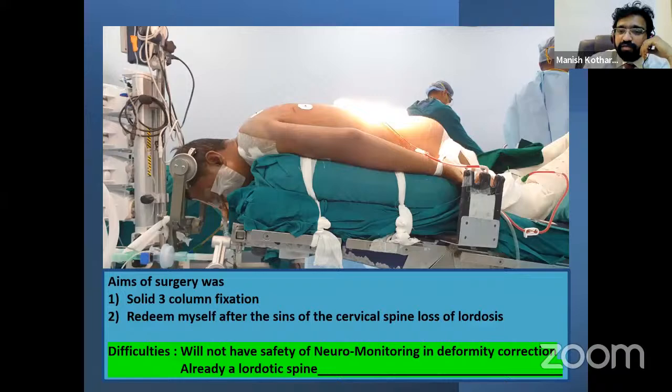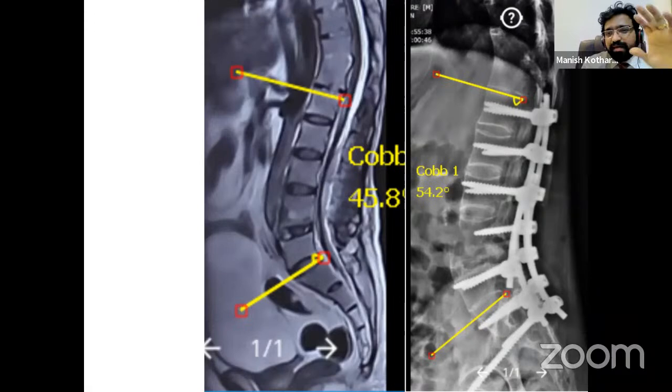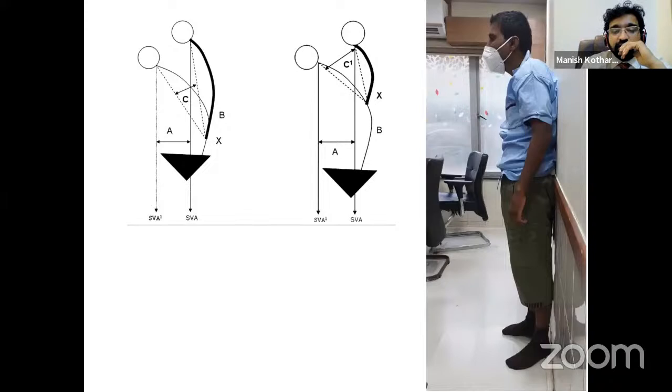This was an L1 to S1 fixation. I was able to do a wide facetectomy at L4 and L5, gave it some more lordosis, reduced, decompressed the L2 to S1 segment, and evacuated the hematoma. I don't know if it was compressive or not, because there was not much clinically to determine that. So I decompressed and gave it about 9 degrees of lordosis. Because it was at L4, I hoped it gave him some correction. And this is the final result, a 3-month follow-up currently.